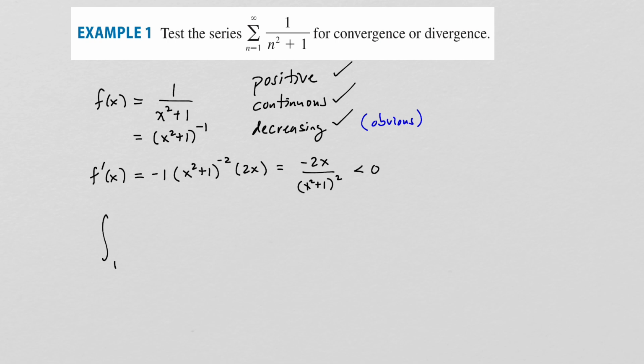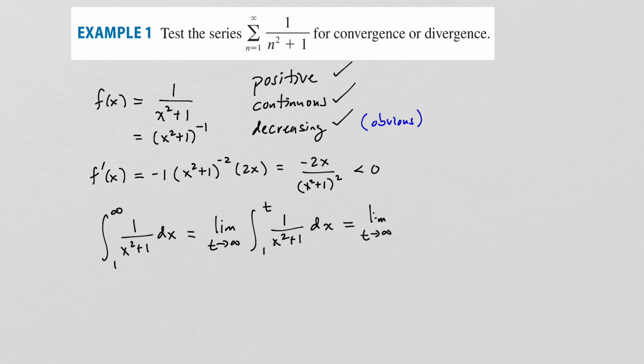So now that we know that those things are satisfied, we are just going to look at the value of the integral from 1 to infinity of the function 1 over x squared plus 1. So this is, by definition, the limit as t goes to infinity of the integral from 1 to t of 1 over x squared plus 1 dx. And this is the limit as t goes to infinity of the antiderivative of 1 over x squared plus 1, which is the inverse tangent of x from 1 to t.